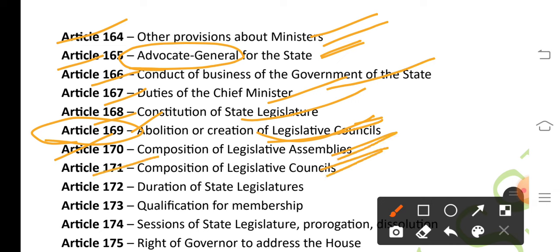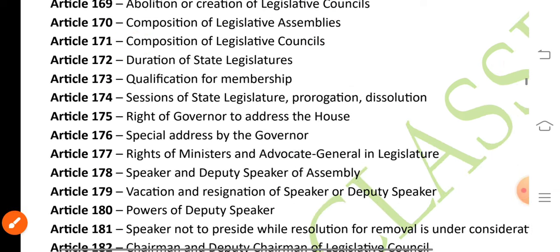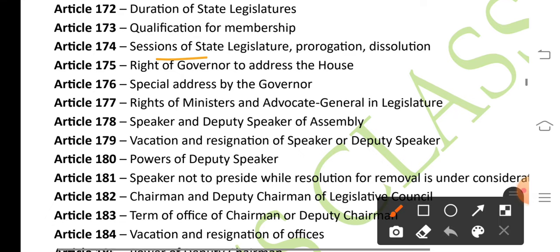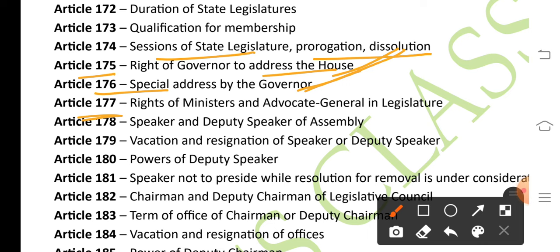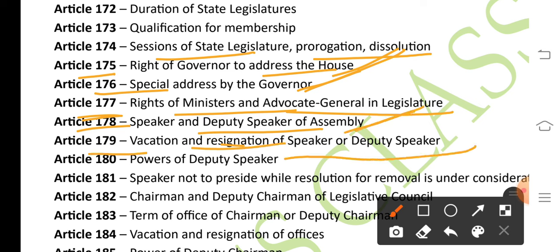171, composition of legislative councils. 172, duration of state legislatures. 173, qualification for membership. 174, sessions of state legislature, prorogation, dissolution. 175, right of governor to address the house. Article 176, special address by the governor. 177, rights of ministers and advocate general in legislature. 178, speaker and deputy speaker of assembly. 179, vacation and resignation of speaker or deputy speaker. 180, powers of deputy speaker.